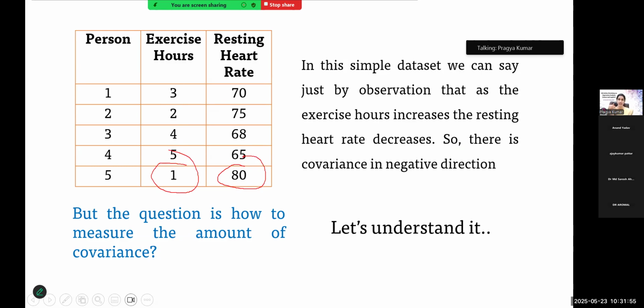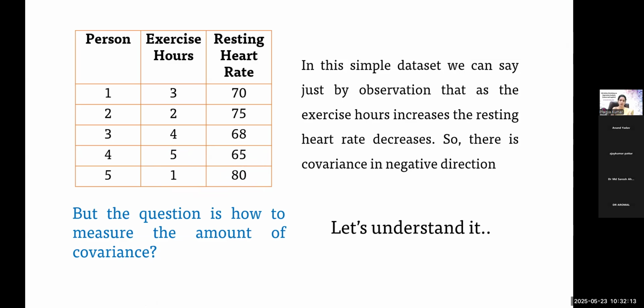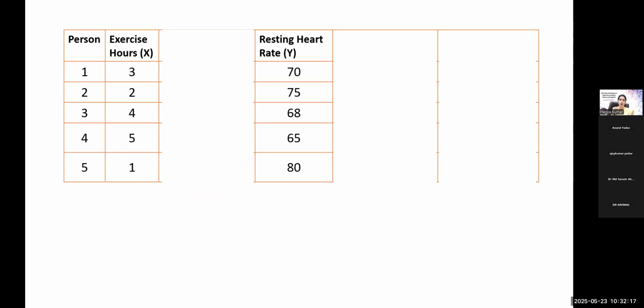So you can see there is a direction. Direction means if one is increasing, the other is decreasing. You can call it inversely proportional, or an opposite direction. But if I want to know by what amount they are co-varying, then I need to perform a few calculations to understand that. So how will I do that?